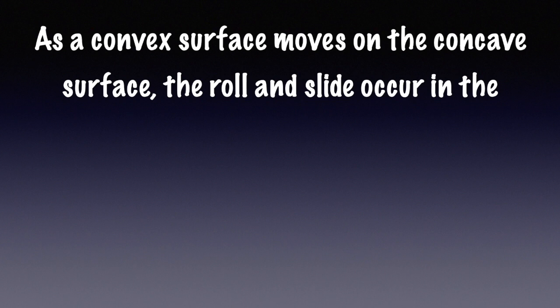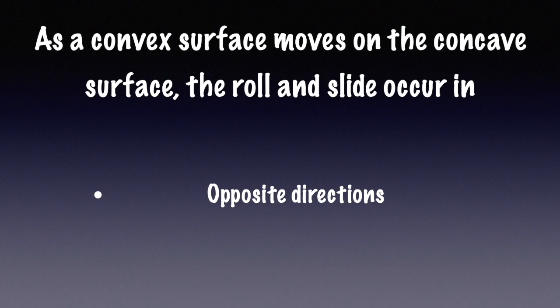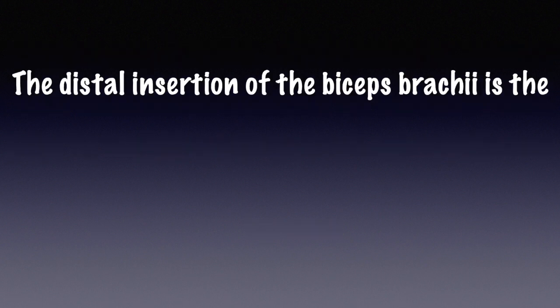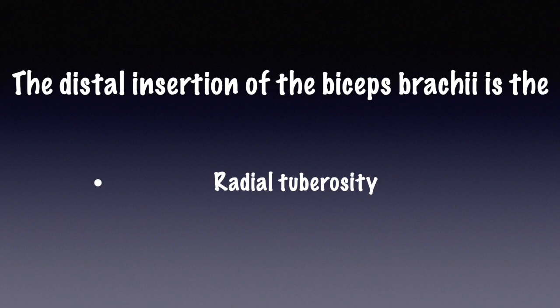As a convex surface moves on the concave surface, the roll and slide occur in opposite directions. The primary function of ligaments are to connect bone to bone and maintain the structure of a joint by resisting internal and external forces. The distal insertion of the biceps brachii is the radial tuberosity.